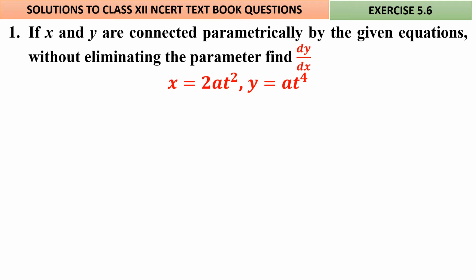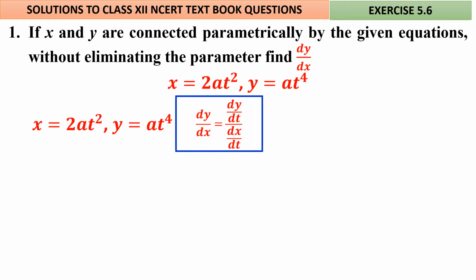Let us move on to the problems from exercise 5.6. If x and y are connected parametrically by the given equation without eliminating the parameter, you should not eliminate. I think the meaning is you should not put one equation in the other and then solve for x and y. You should not do it. You have to directly find the dy by dx. You know that it is very simple. I know how to get dy by dx. It is dy by dt upon dx by dt.